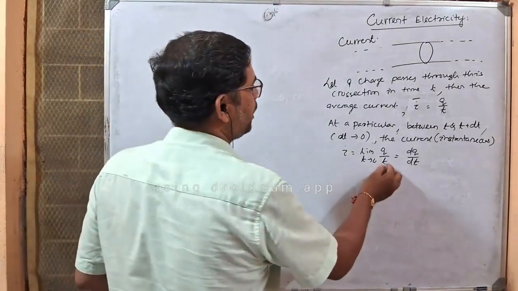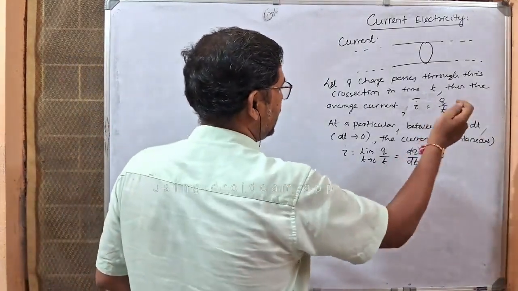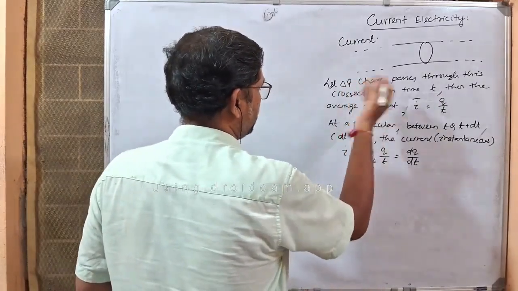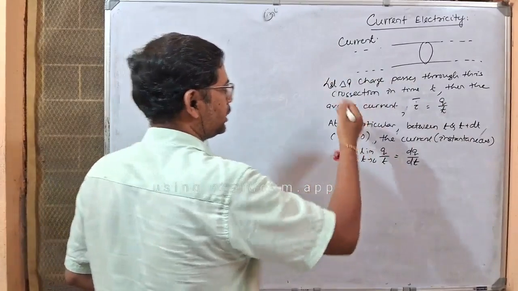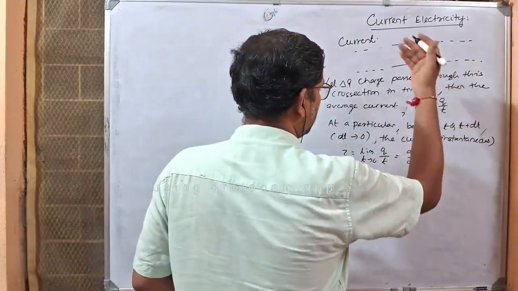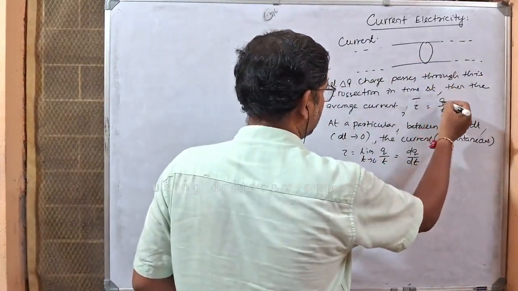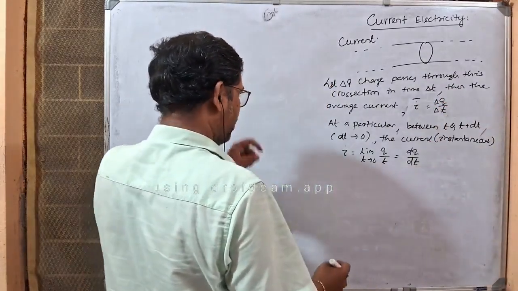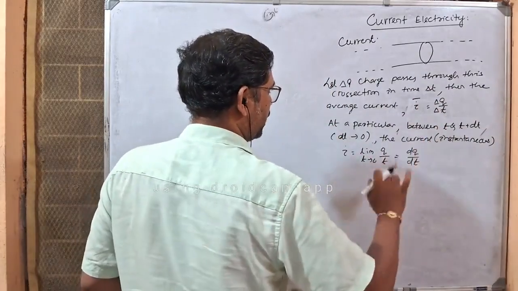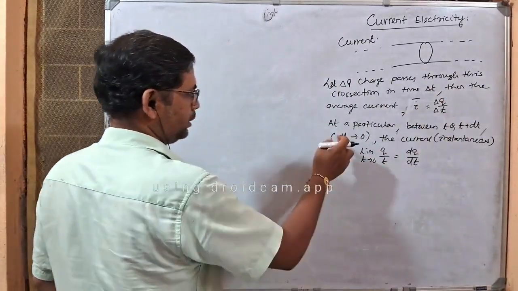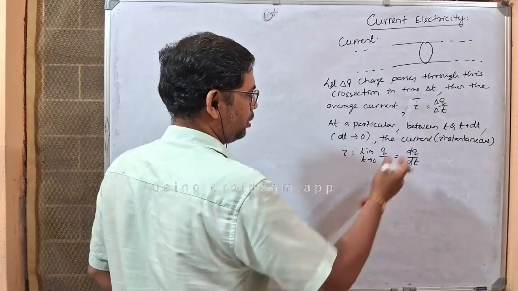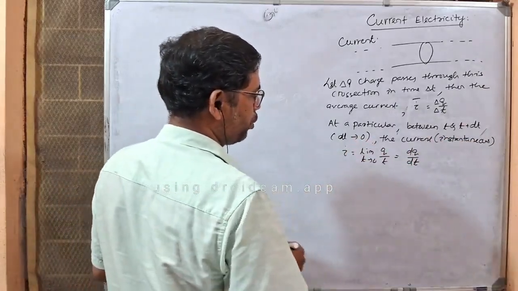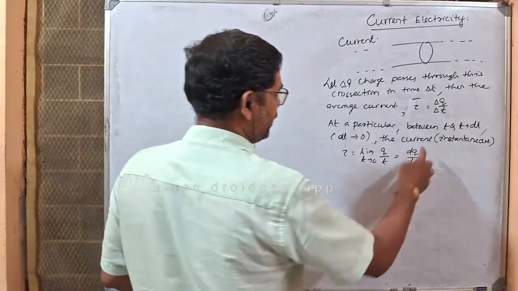So t is the time interval. T doesn't mean a single time interval. If you can understand like this, suppose some finite amount of charge delta q crosses through any cross section in delta time t. So average current is delta q by delta t. And at a particular time, that is between t and t plus dt, such that dt tends to 0, the current, that is instantaneous current, is limit of delta q by delta t. Or we write dq by dt.